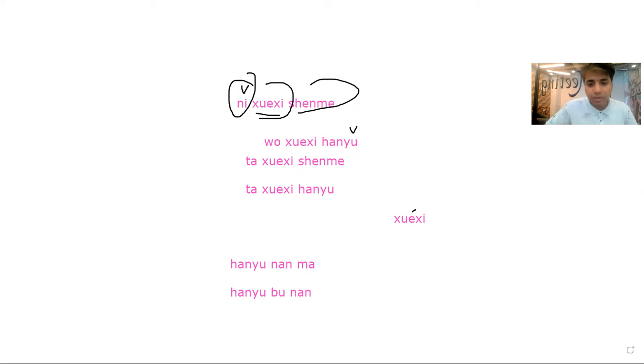Shenme, literally, what is the meaning of shenme? Repeat after me. Shenme. Wo zai xue hanyu. Wo zai xue hanyu. It means I am studying Chinese. Is it clear to you?